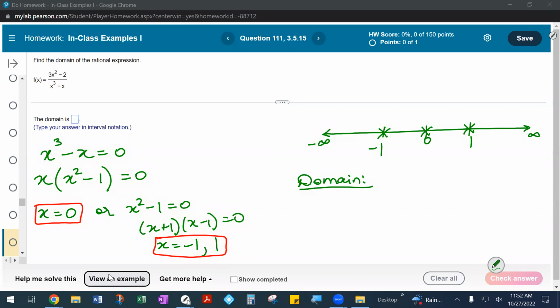So would it be 4? Yes. Oh, okay, and then, yeah. Negative infinity to -1, no bracket. -1 to 0, no bracket. 0 to 1, no bracket. And then 1 to positive infinity.